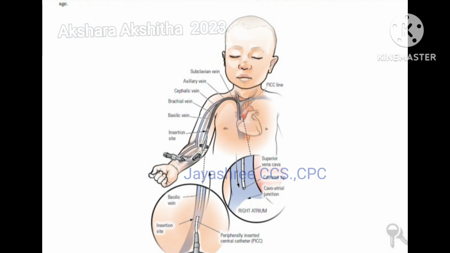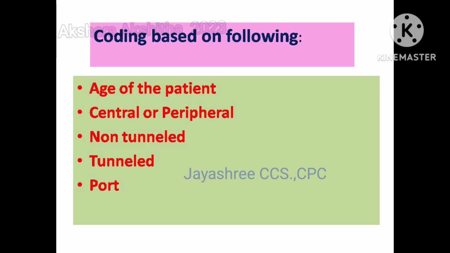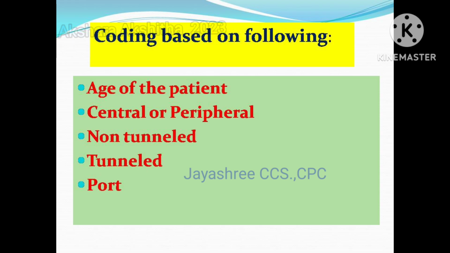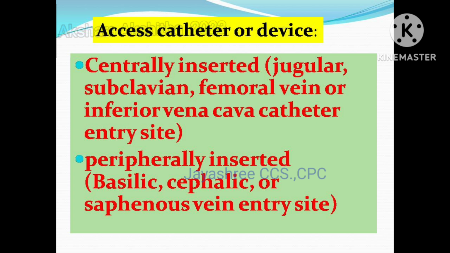So finally, what are the coding tips? Check whether the patient came for insertion, removal or replacement. Then patient age, centrally or peripherally inserted, tunneled or non-tunneled, with or without port or pump. These things you should check from your question. Then only you can select the answer. Additionally, you have to check the parenthetical note. Without checking that note, please don't go for any options.